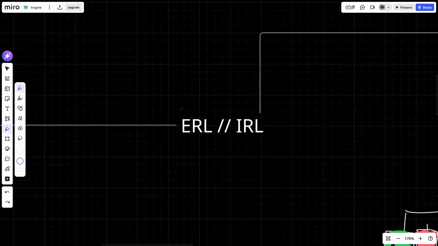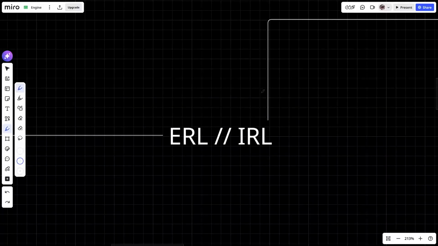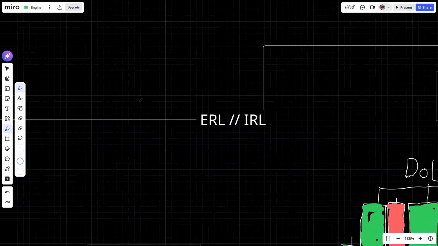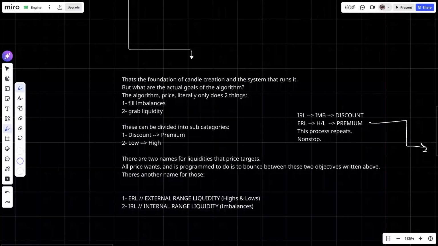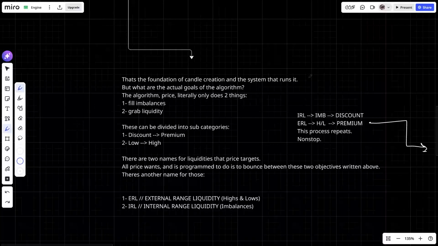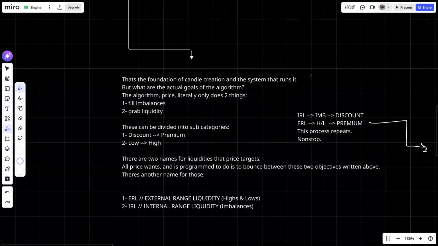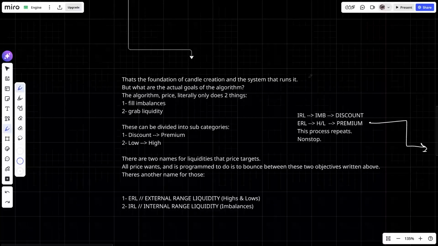ERL, IRL. These are the two types of liquidity that the algorithm looks for. That's the foundation of candle creation and the system that runs it. Now you understand how candles are created, what the power tree is, you understand premium and discount. Let's go a little bit deeper.